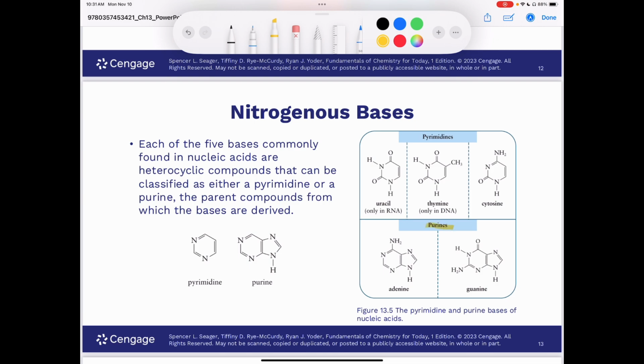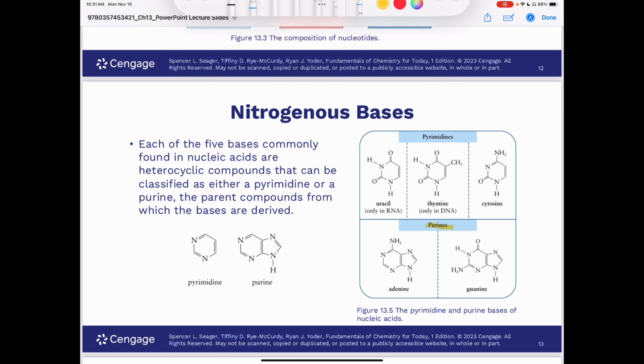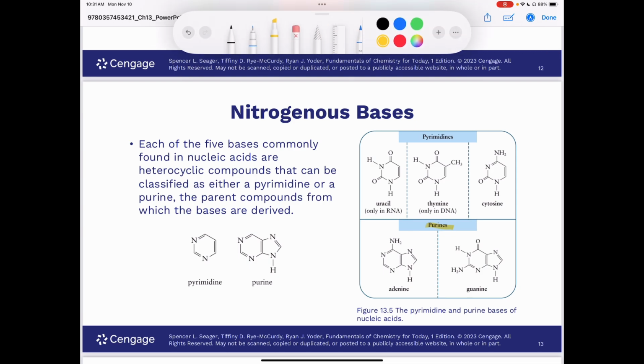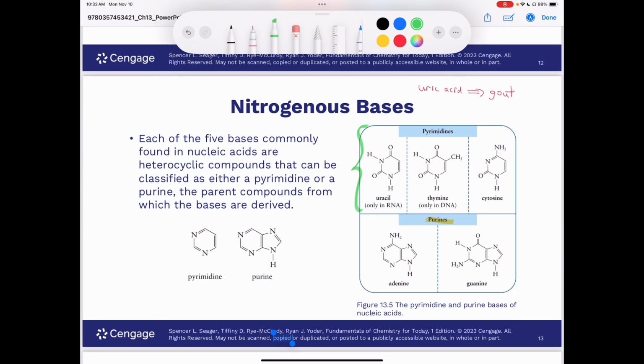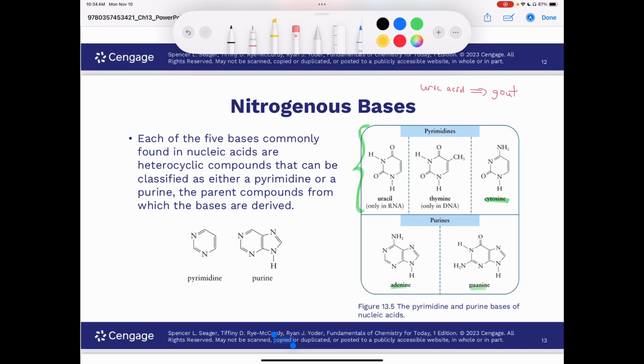Purines, one of the classes of nitrogenous bases that make up nucleic acids, are broken down in the body into uric acid. When too much uric acid accumulates within joints, a condition known as gout can arise. The three pyrimidine bases are uracil, which we abbreviate with the letter U, thymine, for which we use the letter T, and cytosine, for which we use the letter C. Whereas adenine and guanine, A and G respectively, are the two purine bases.